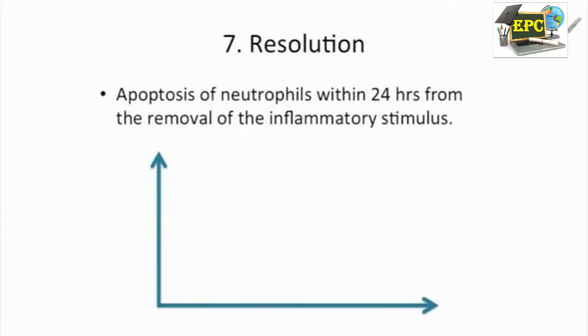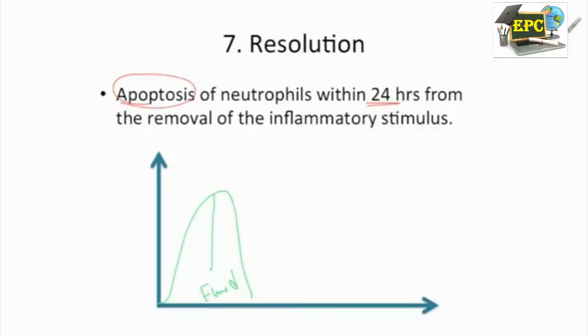Now getting lastly into the resolution. So how do we get rid of the neutrophils? Neutrophils undergo apoptosis within 24 hours from the removal of the inflammatory stimulus. So let's just show you the normal timeline of the acute inflammation. First of all, we will have the first phase, which is the fluid phase. So this is the peak here. We have the fluid phase and the complement system coming here, and this is the immediate response to acute inflammation.